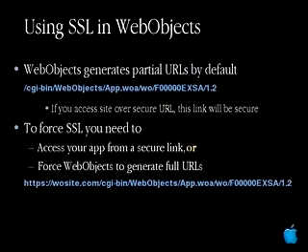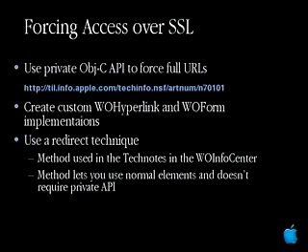But if you're going to force SSL from a non-secure page, you're going to have to create URLs that are full, that have the host name and the secure protocol in there. So forcing this in WebObjects, there's 3 ways you can do it. There's some private Objective-C API you could use to form the full URLs, and that's documented in this tech note that's online. That's the URL for it. Or you can create a custom WOHyperlink and WOForm implementation. This is sort of what I've done in the past.